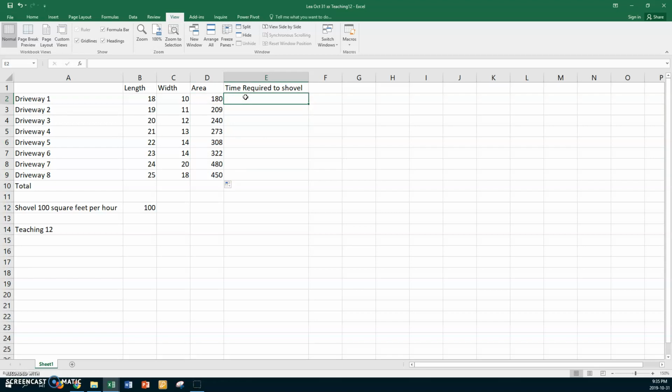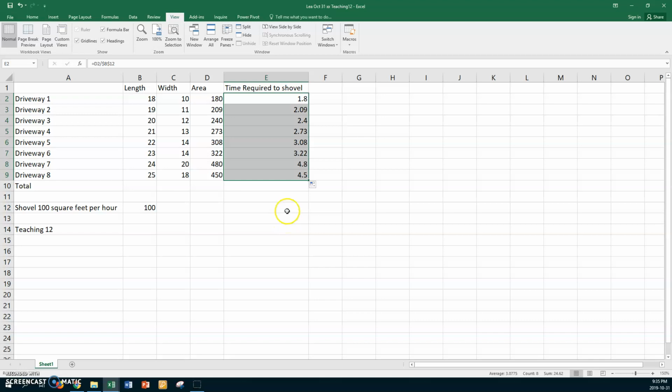All right, so I'm going to put in equals, and I'm going to have my 180 divided by the number of square feet that I can do in an hour, and I can do 100 square feet. So B12 has to be absolute because everyone's got to be compared to the shoveling 100 square feet per hour. All right, so that's 1.8 hours, and then if I drag down, there I have.